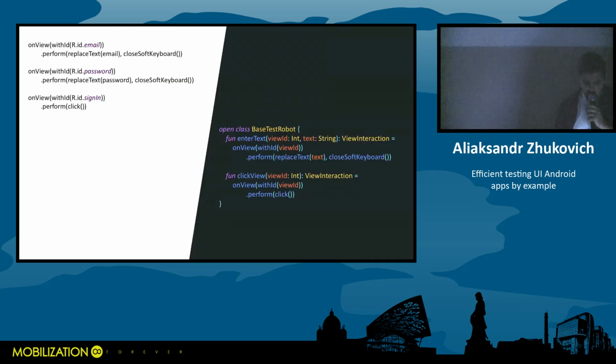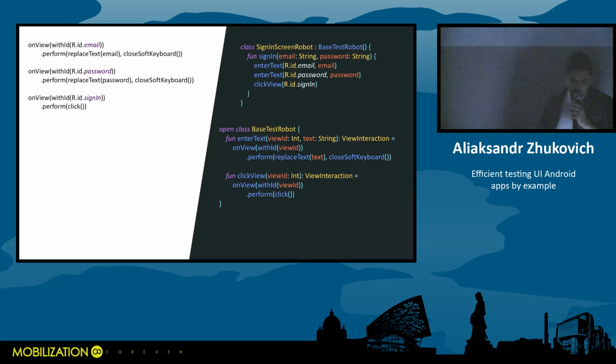If we would like to make it clearer for the users, the developers, new joiners, and people who are working on the project, as a first step we will use the robot pattern. The main idea of the robot pattern is that we can create different robots which will verify all our code. In this case, I created different robots for each screen. First of all, we can move all basic operations like enter text and click on a view to some base classes, because many robots will use these basic operations. Later on, we can create a robot for the sign-in screen, with sign-in functions, where we just enter email, password, and press the sign-in button.